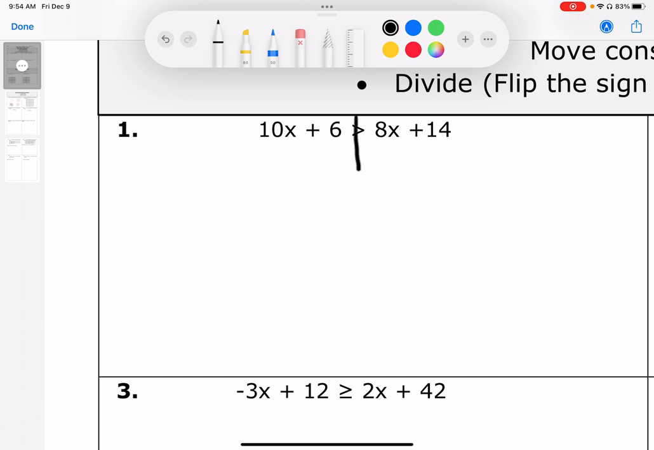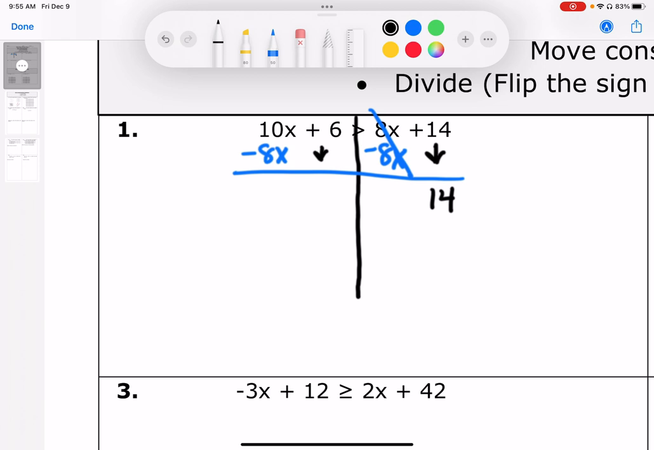So the first thing we're going to do is draw a line through our inequality sign. And remember, our goal is to get all of our letters to the left and our numbers to the right. So in order to do that, we've got to move this 8x. The opposite of positive 8x is going to be negative 8x, and what you do to one side, you also do to the other. When I do that, these x's are going to cancel. I can pull down my 14. I can pull down my positive 6 and my inequality sign.